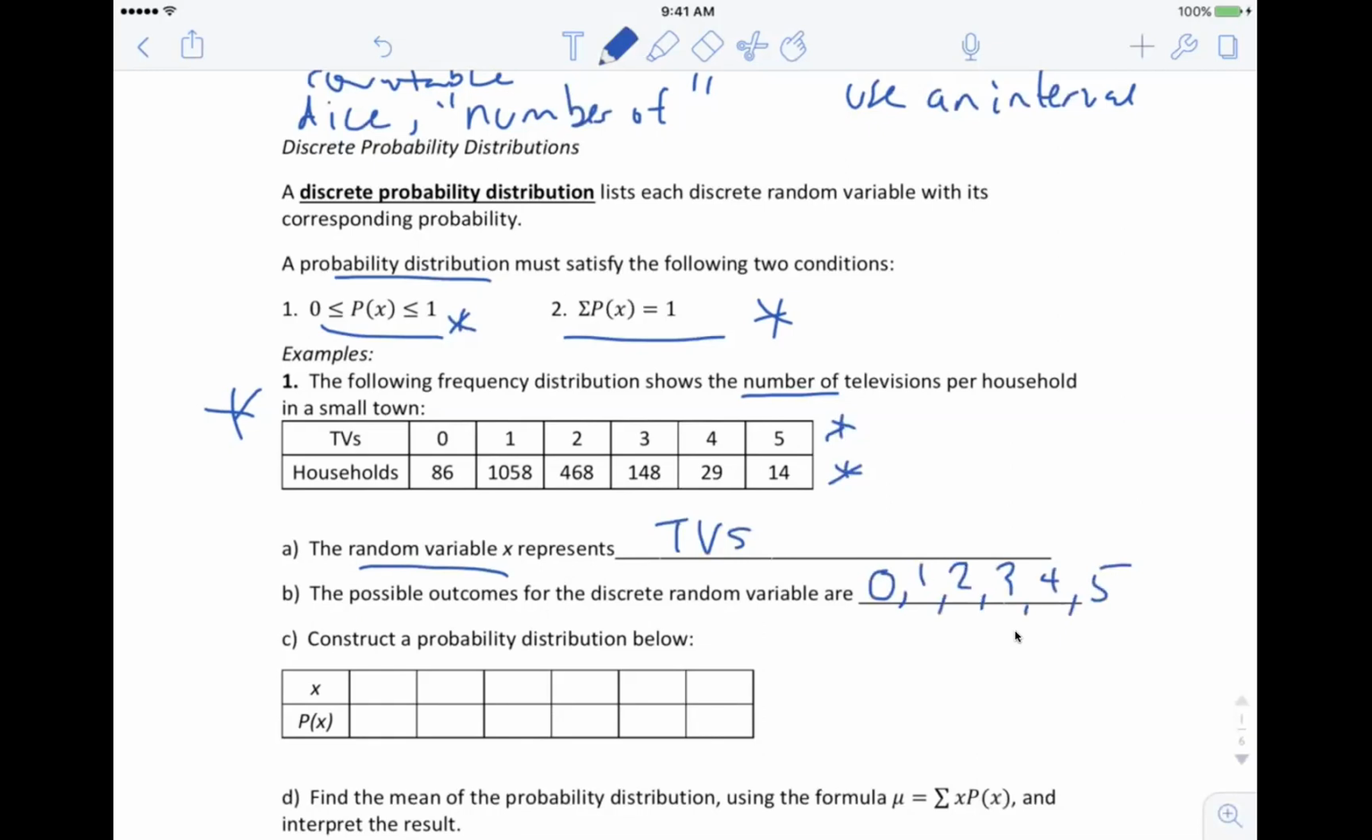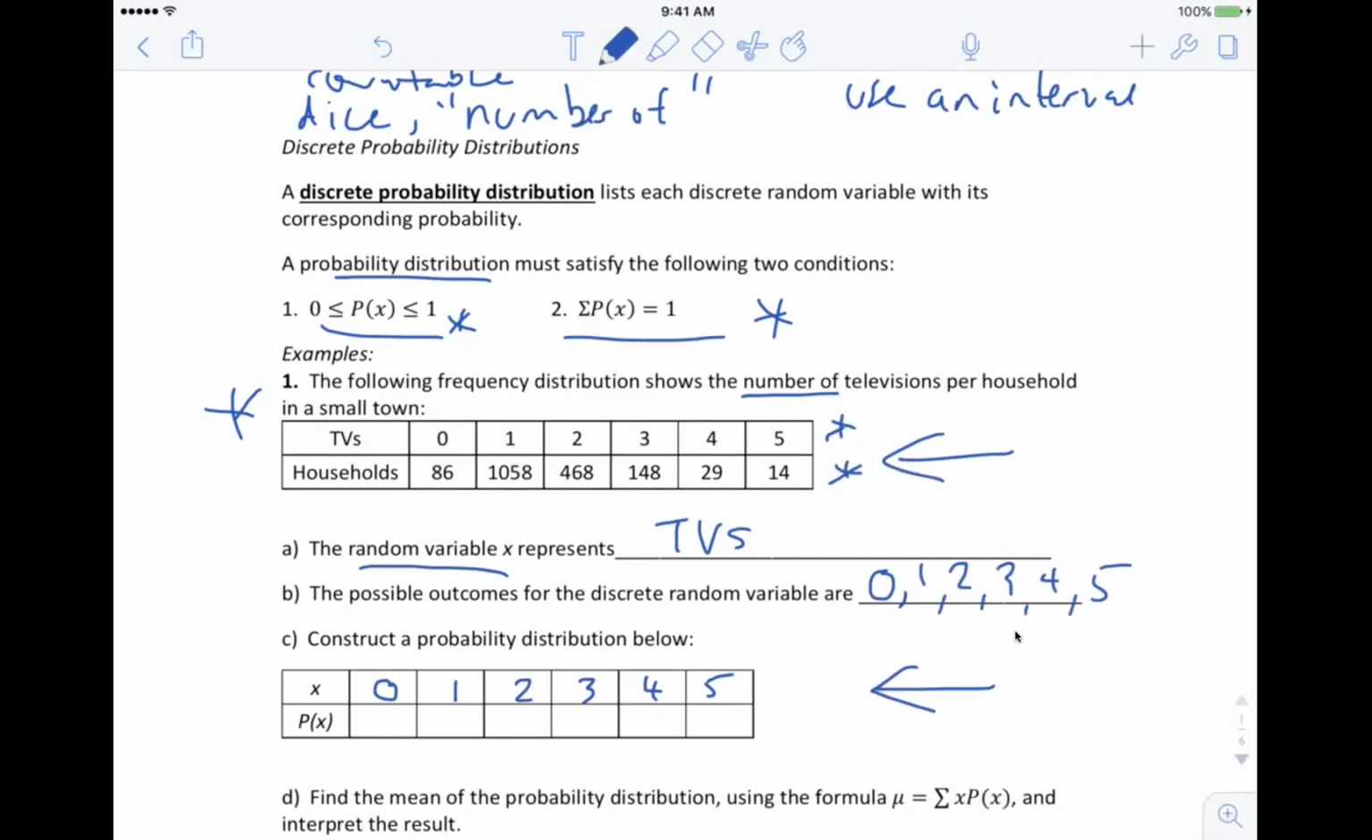And let's construct a probability distribution. So this one is a frequency distribution. We're going to change that into a probability distribution. You can think of a probability distribution as a relative frequency distribution, like we did back in chapter 2. So when I start filling this out, the x values are not going to change. I'm just calling them x now for the random variable x.